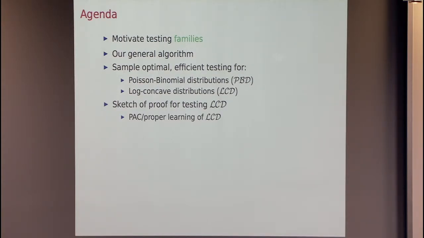So this is going to be the agenda of the talk. If all this motivation was not enough, we'll try to motivate it with an example of life and death. And then we'll provide our general algorithm and talk about 2 classes of distributions for which we have optimal algorithms. And then we'll sketch a proof for one of them.